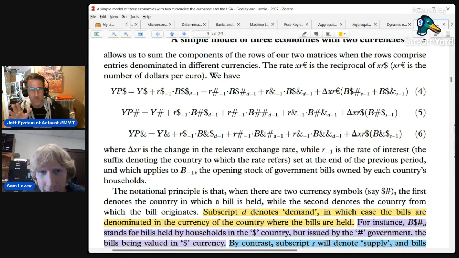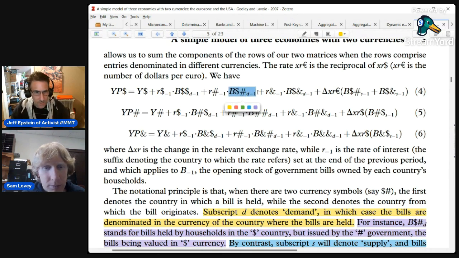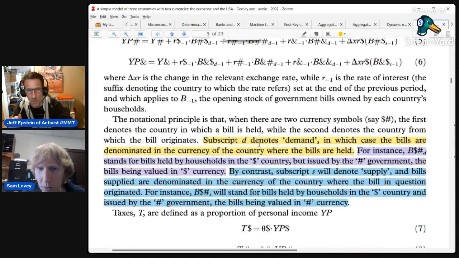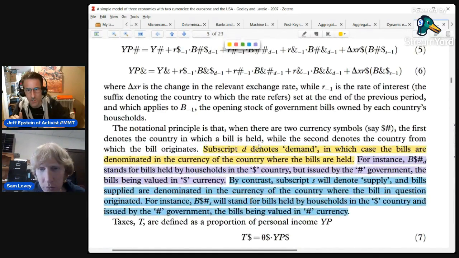So here we're looking at the demand. Demand is the bills denominated in the currency of the country where the bills are held. They're held in the US. They're issued by the hashtag country. Yes. The supply is denominated in the currency of the country where it originated, so of the issuer.